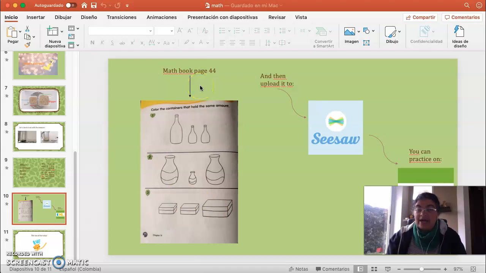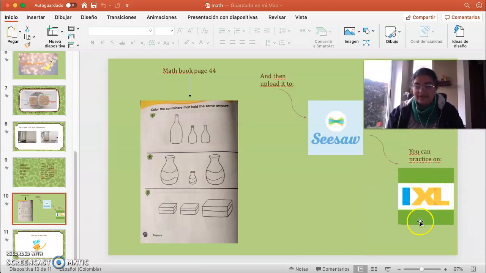Very good. After that, you upload it into CISO and then you go to iExcel because you can practice in iExcel like in this. I am moving a little bit and here you go to iExcel because there you can practice containers, okay? Holds more and holds less.